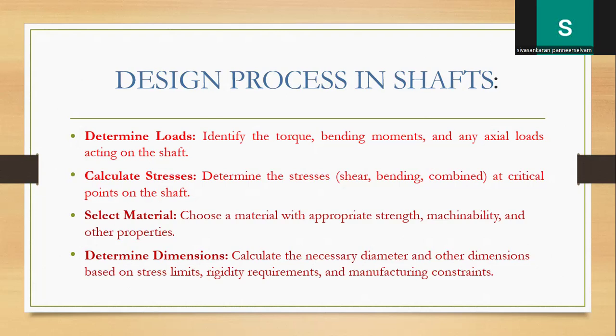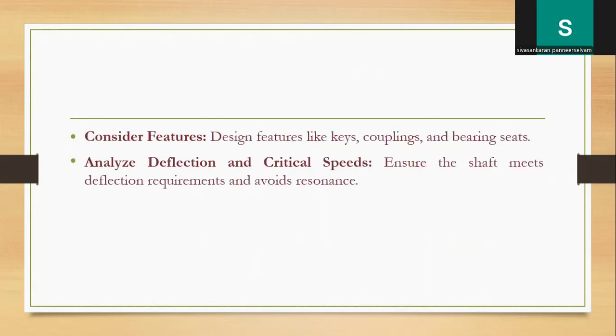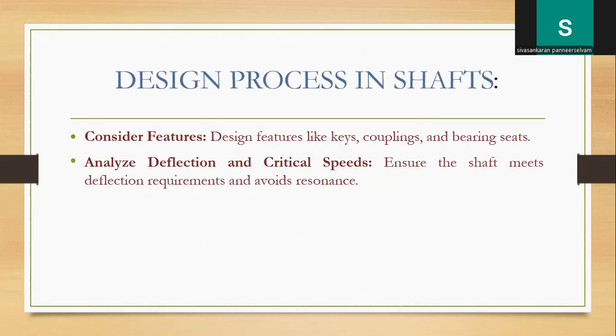Determine the dimensions. Calculate the necessary diameter and other dimensions based on the safe stress limits. Consider features like keyway, coupling, and bearing seats in the design. Analyze the deflection and critical speed. Ensure whether the shaft meets the deflection requirements and avoids vibration due to resonance.